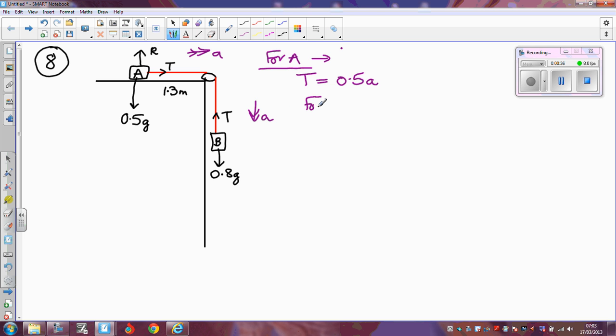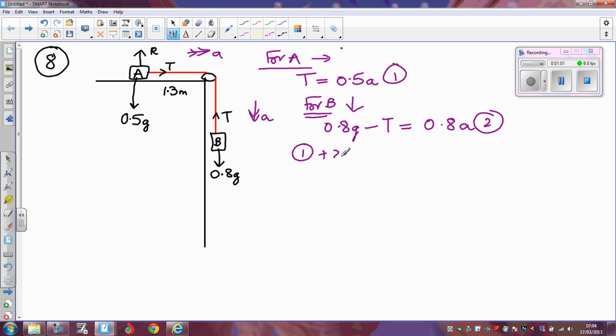Now, if we do the same thing for B, Newton's second law in a downwards direction, acting down we've got 0.8g. Acting upwards we've got the tension, so 0.8g minus T is the resultant force downwards, and that equals the mass 0.8 times the acceleration. If we call that equation 1 and this equation 2, as usual I'm going to do 1 plus 2, so T minus T disappears.